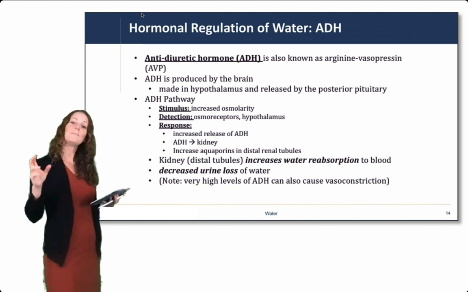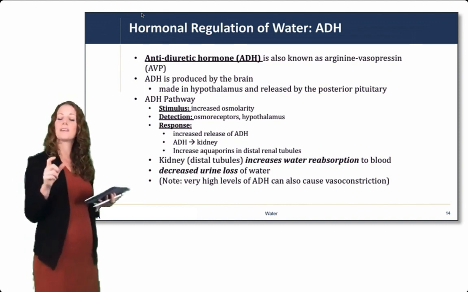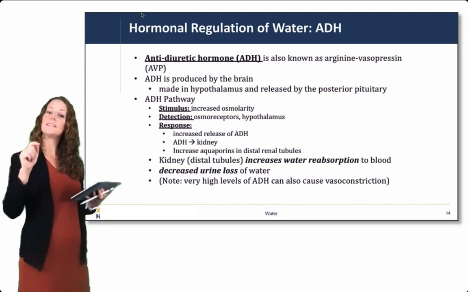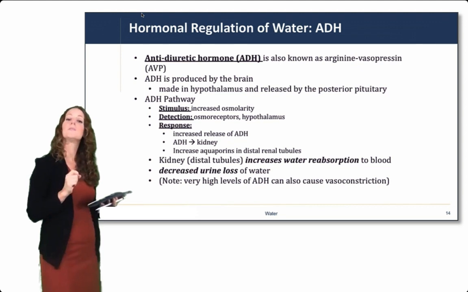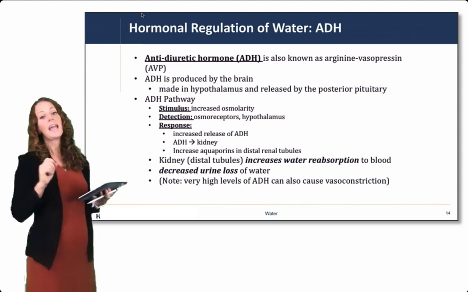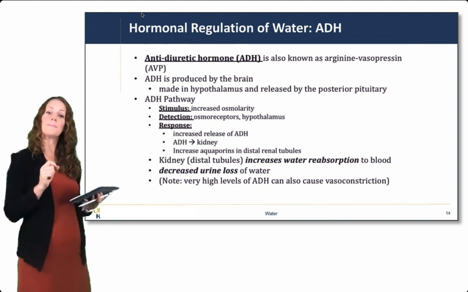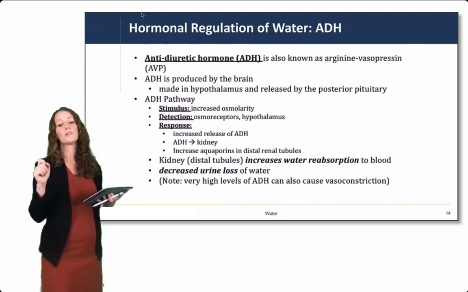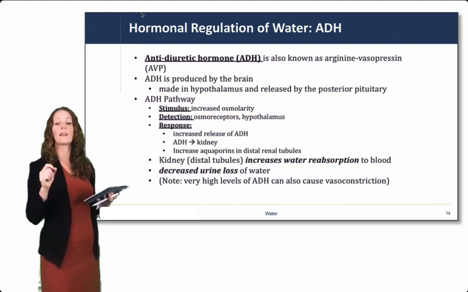For ADH, the stimulus is increased osmolarity. The detection are osmoreceptors within the hypothalamus. When those osmoreceptors detect an increase in osmolarity, or too much solute relative to water, they're going to cause the release of ADH. ADH will then respond by traveling to the kidney through the bloodstream and causing an increase in water reabsorption or return of water to the blood, blocking the release of water in the urine.